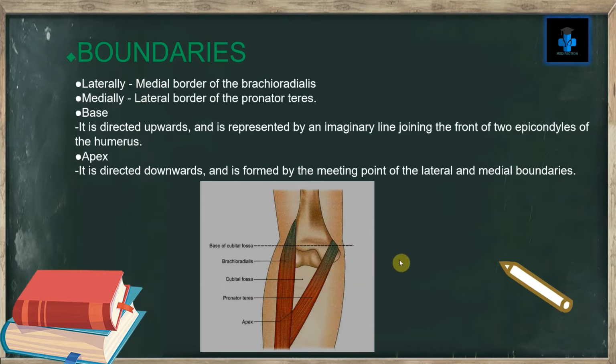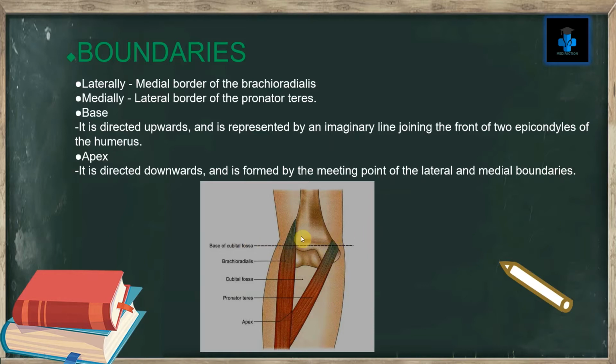Talking about boundaries. So laterally, it is bounded by the medial border of brachioradialis muscle. So this right here is the brachioradialis muscle which forms laterally. Medially, it is formed by the lateral border of the pronator teres muscle. So this here is the pronator teres muscle which bounds medially.